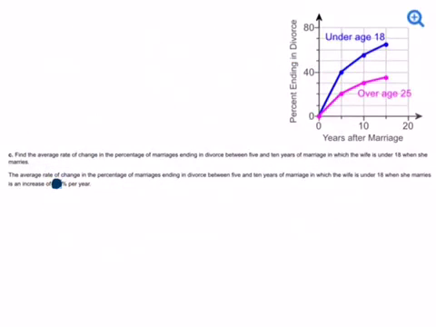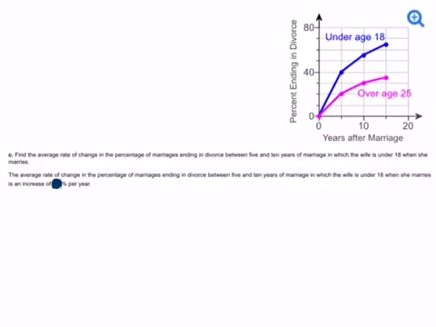So given the graph in the upper right-hand corner of the page, we need to find the average rate of change in the percentage of marriages ending in divorce between 5 and 10 years of marriage in which the wife is under 18 when she marries. So if we're looking at the graph for when the wife is under 18 when she marries, we're looking at this blue graph right here.